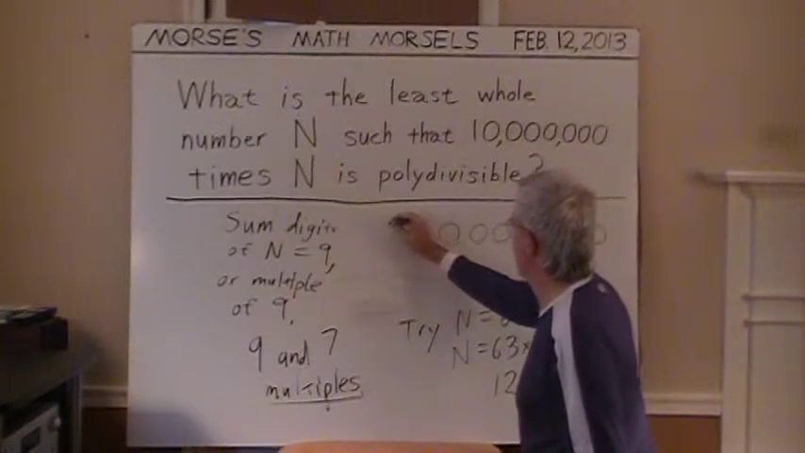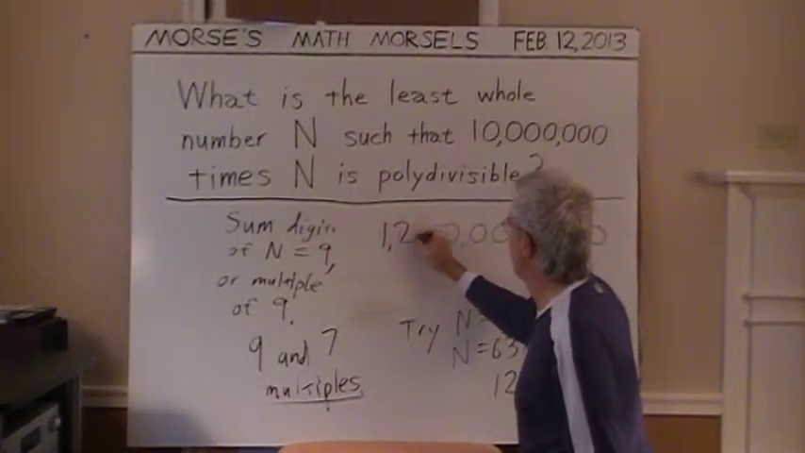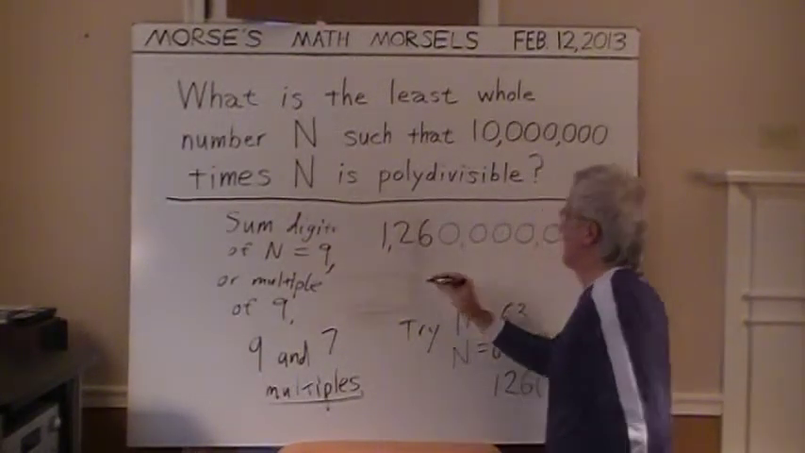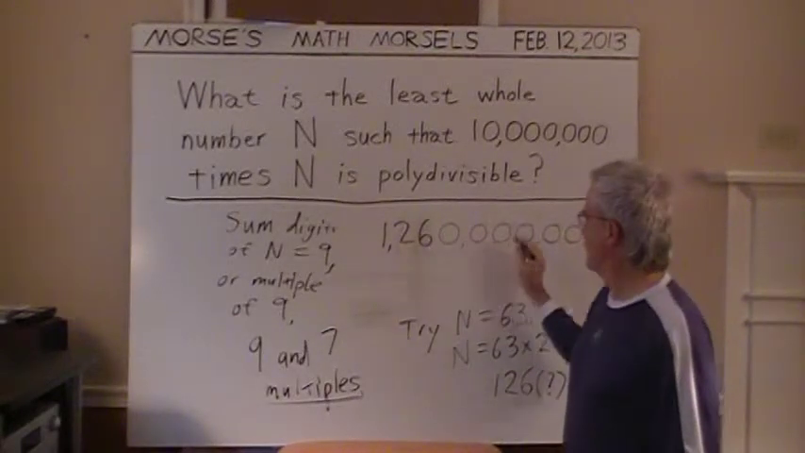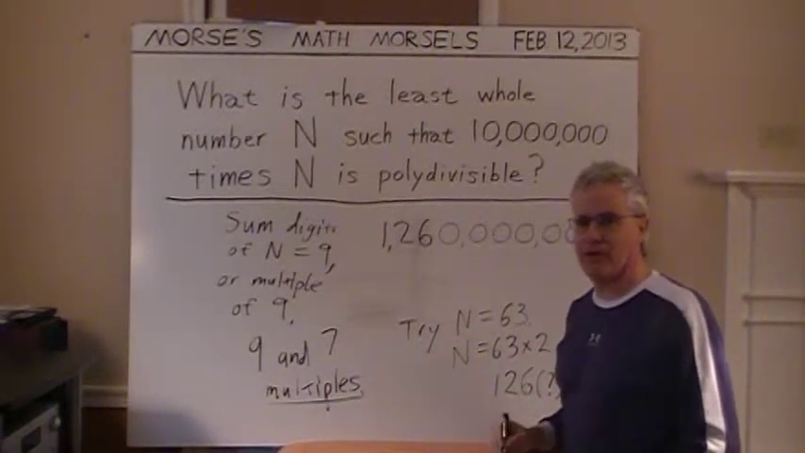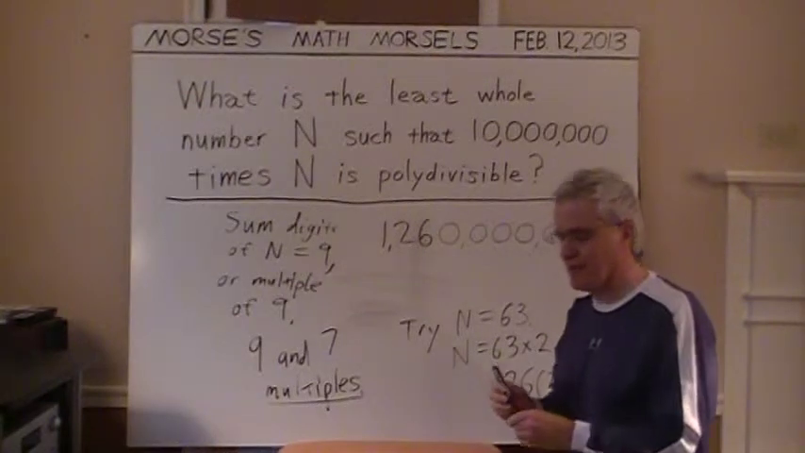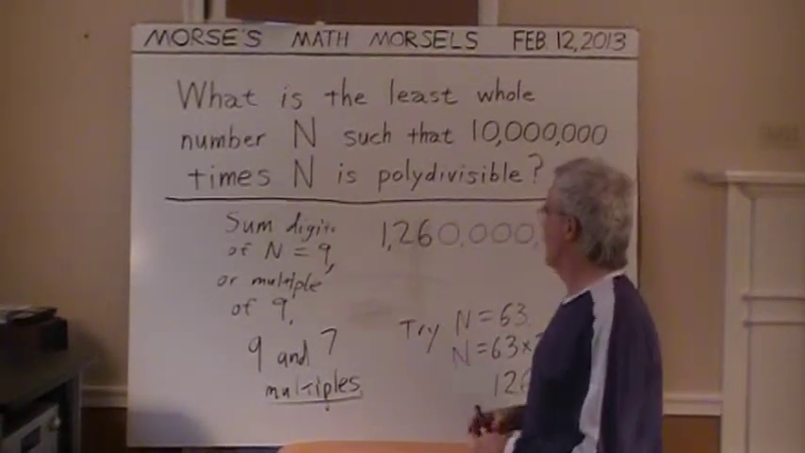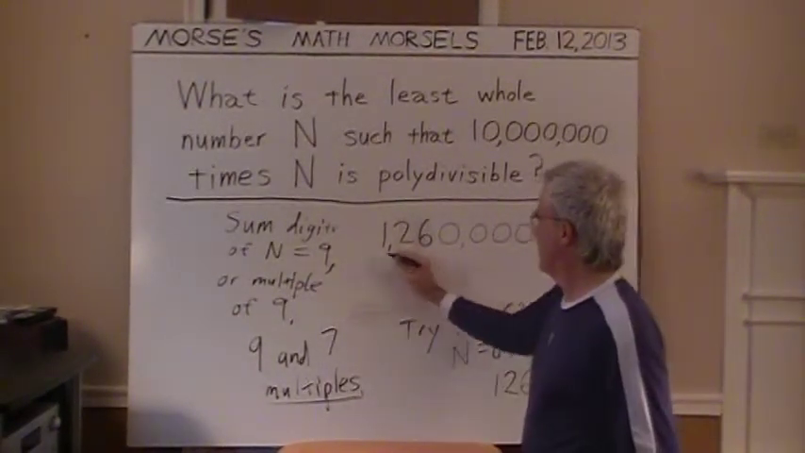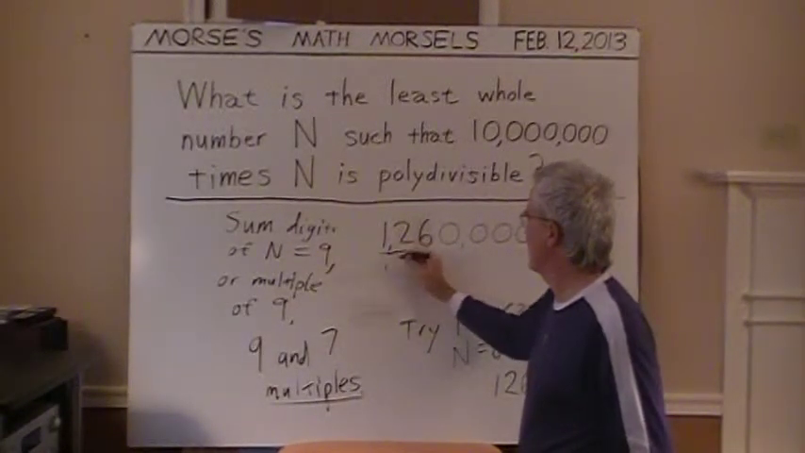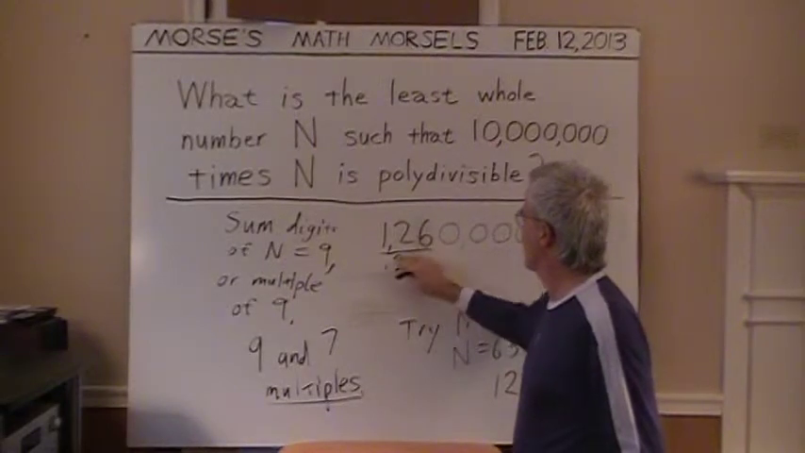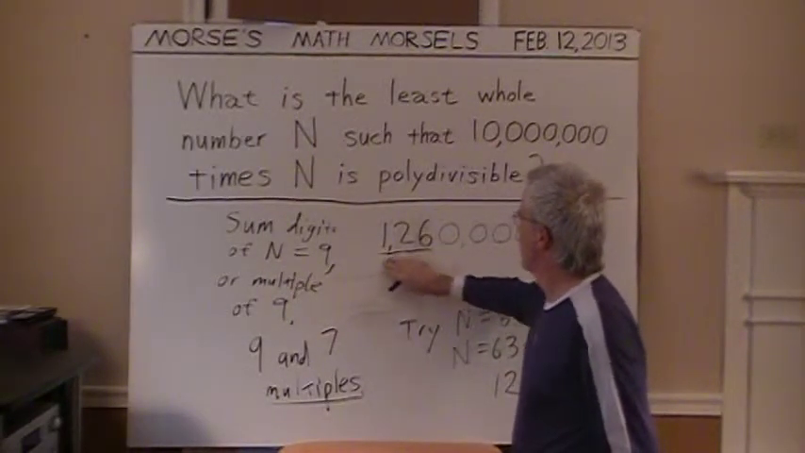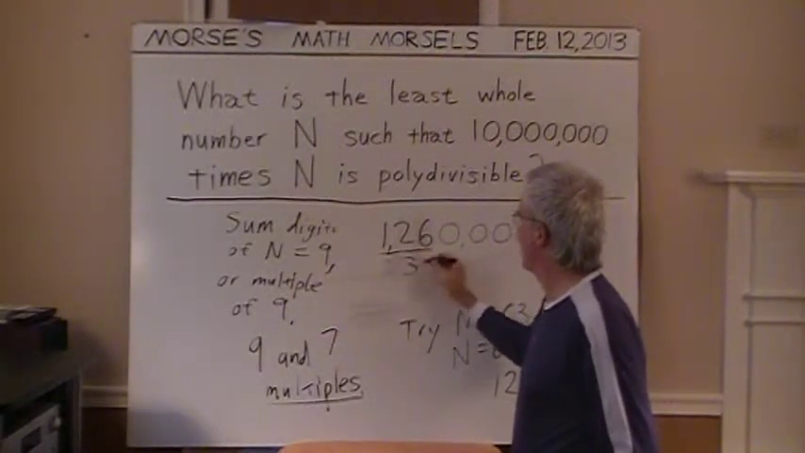Will that work? Oh, we're up to 3 digits. Now we have 1,260,000,000 instead of 63 million, so we have a 10-digit polydivisible number. But is it really? Let's see. 1 is divisible by 1, good. 12 is divisible by 2, good. 126 is divisible by 3, so far so good.